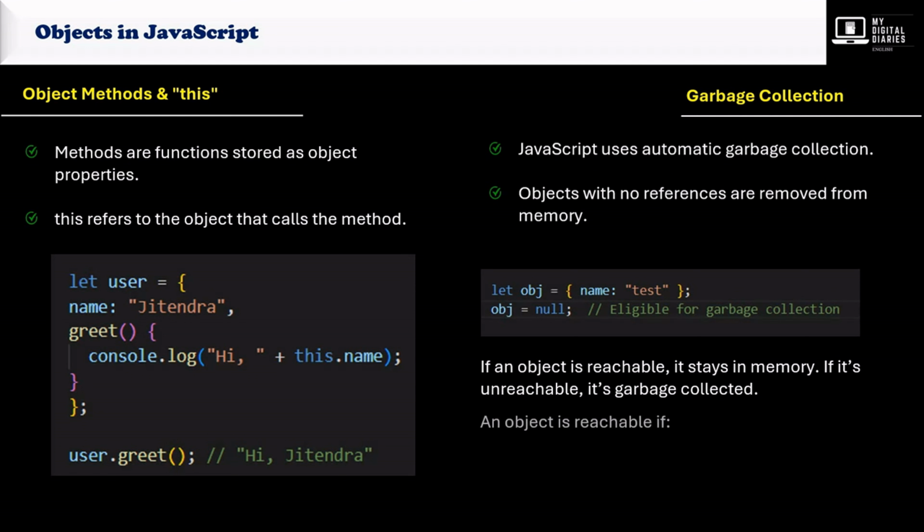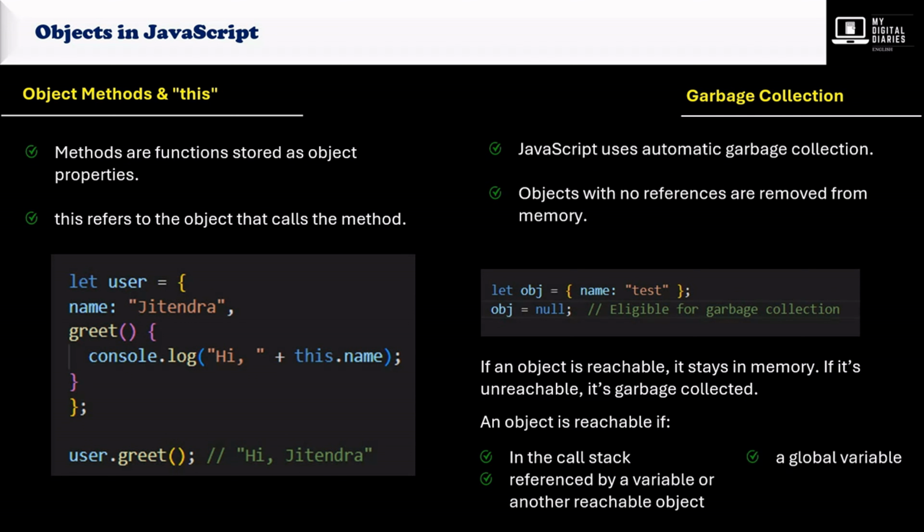But when is an object considered reachable? First of all, if it is in the call stack, if it is referenced by a variable or another reachable object, if it is stored in a global variable, or if it is a part of a closure, then the object is reachable. As long as the object is reachable, it stays in memory, otherwise JavaScript will eventually clean it up. This helps us avoid memory leaks and keeps our application running smoothly.